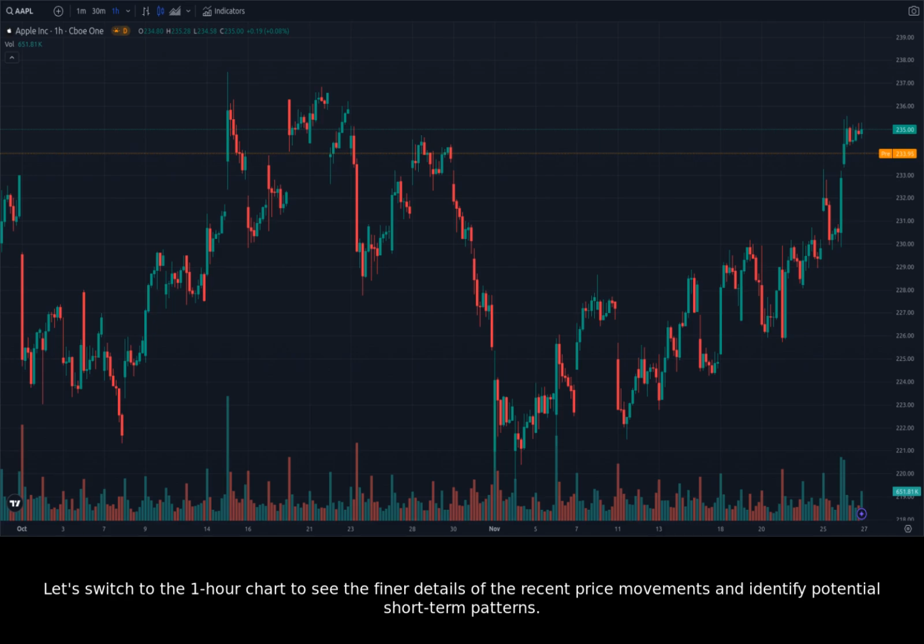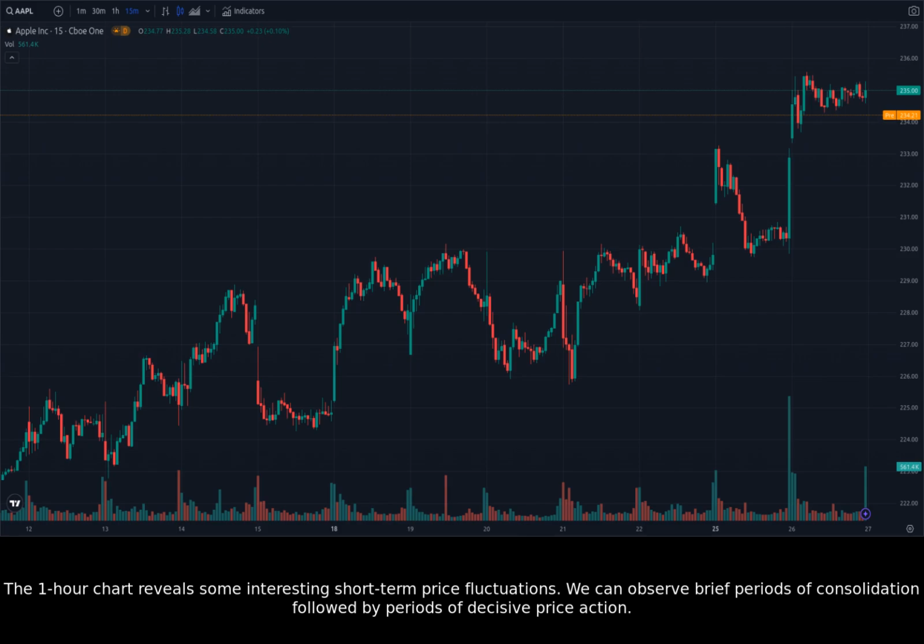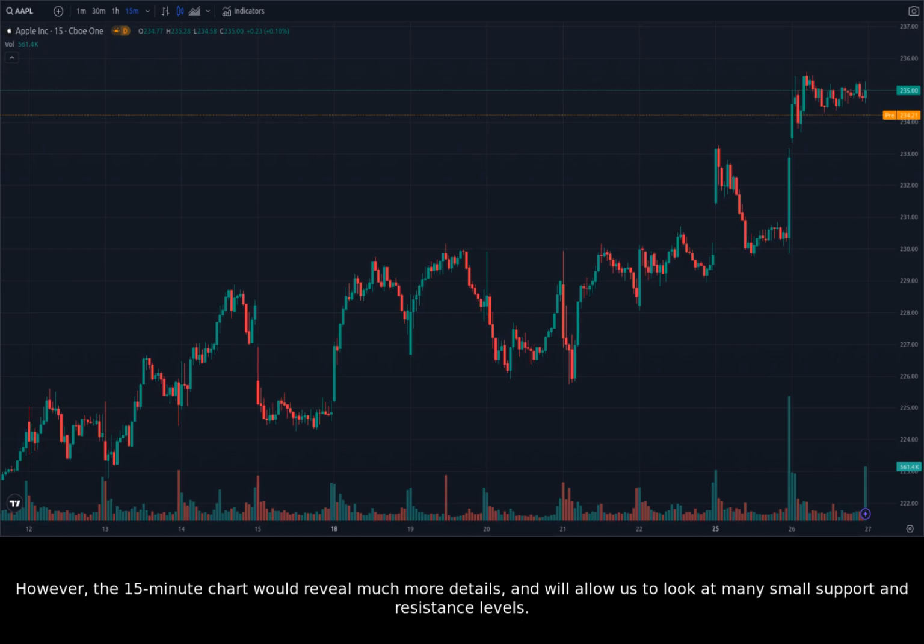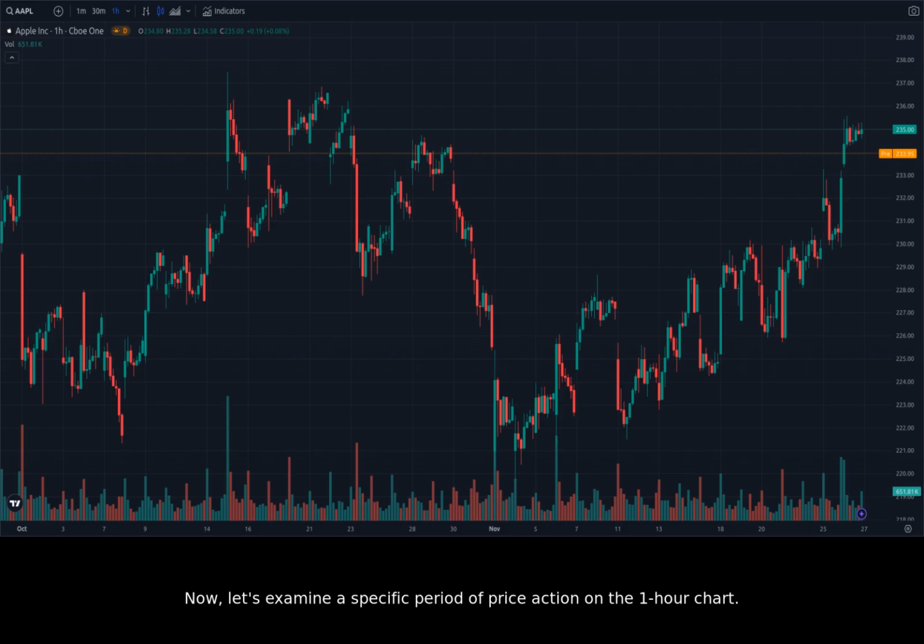short-term patterns. The 1-hour chart reveals some interesting short-term price fluctuations. We can observe brief periods of consolidation followed by periods of decisive price action. However, the 15-minute chart would reveal much more detail and will allow us to look at many small support and resistance levels. Now, let's examine a specific period of price action on the 1-hour chart.